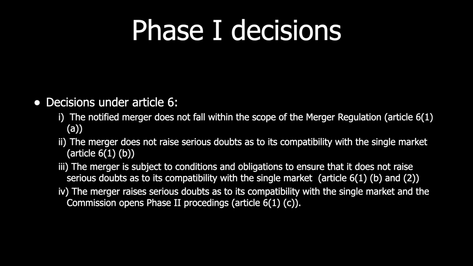Now, there are two types of decisions. Phase 1 decisions are grounded on Article 6 of the Merger Reg. Under Article 6, the Commission may decide that the notified merger does not fall within the scope of the merger regulation, and thus there was no need to notify. It may decide that the merger does not raise serious doubts as to its compatibility with the single market. It may also decide that the merger has to be subject to conditions and obligations in order to ensure that it does not raise serious doubts as to its compatibility with the single market. And finally, if the merger raises serious doubts as to its compatibility with the single market, then the Commission opens Phase 2 proceedings.